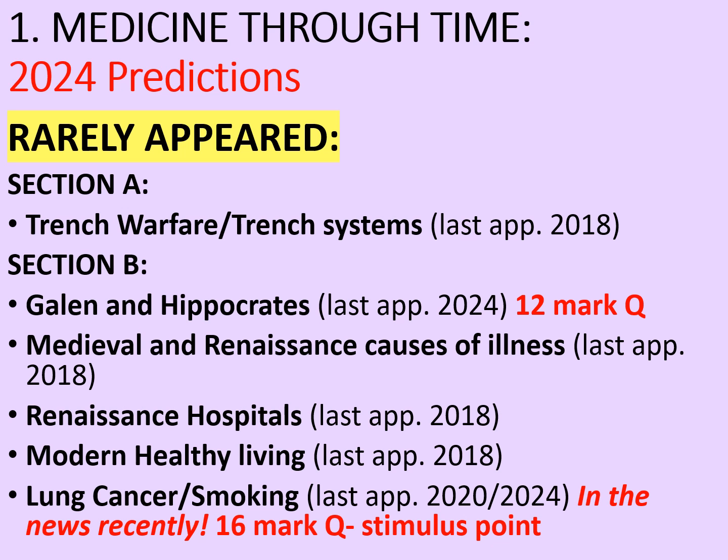And as you could probably work out by now, Galen did appear on the 12-mark question. But not only that, my gut feeling about lung cancer and smoking came up. Well, it did. It was in the news recently, and it came up as part of the 16-mark question. Anti-smoking campaigns was one of the stimulus points.